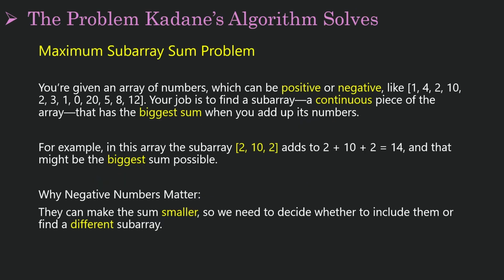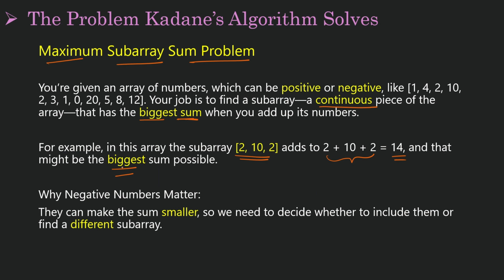The problem Kadane's algorithm solves. Kadane's algorithm is designed for a problem called the maximum subarray sum problem. You're given an array of numbers, which can be positive or negative, like 1, 4, 2, 10, 2, 3, 1, 0, 20, 5, 8, 12. Your task is to find a subarray, a continuous sequence of numbers, that has the largest sum when you add them up. For example, in this array, one subarray might be 2, 10, 2, which adds to 2 plus 10 plus 2 equals 14. But there could be another subarray with an even larger sum.